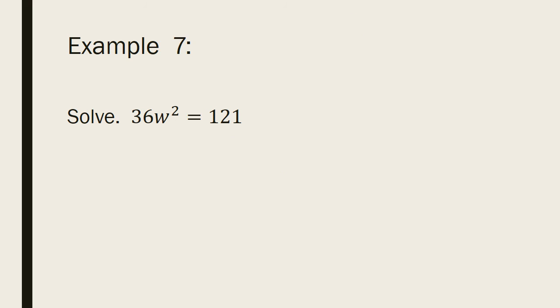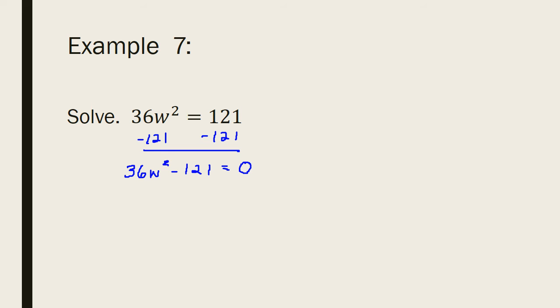All right, let's look at example 7. So on this one, we are solving. So let's remember our steps. First thing we need to do is set it equal to 0. This is not set equal to 0, so we're going to subtract 121 on both sides. Now understand that over on the left side, those are not like terms, so we cannot combine them together. So that's going to be 36w squared minus 121 equals 0.